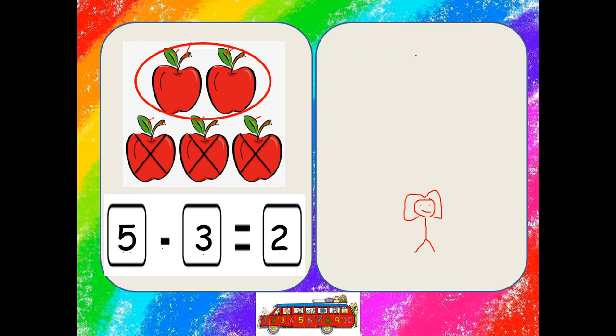Or you can also write 5 minus 3 equals 2. Okay, so again, 2 is the answer here. It means 2 are the apples left for me. Okay, so let's go to the next illustration.